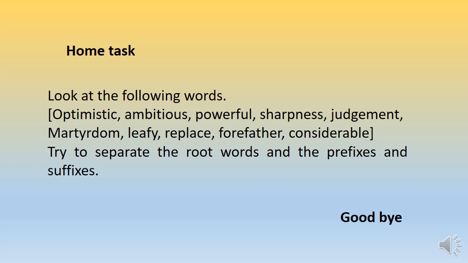Okay, my dear girls, now we are at the last part of our today's class. Now it is homework time. Look at the screen. There are some words. The words are optimistic, ambitious, powerful, sharpness, judgment, martyrdom, leafy, replace, forefather, and considerable. What you have to do is separate the root words and the prefixes and suffixes, and write it in a list.